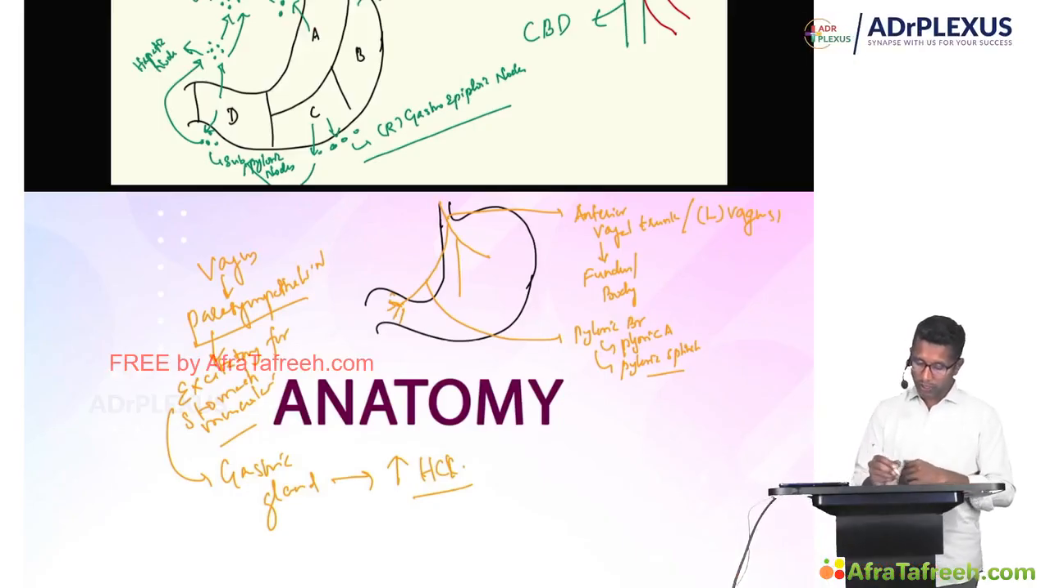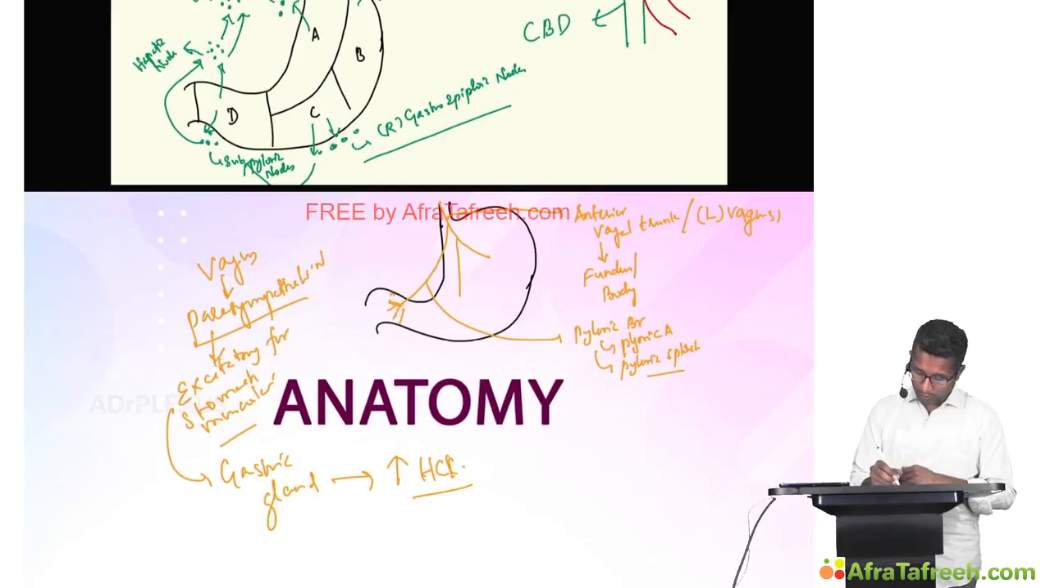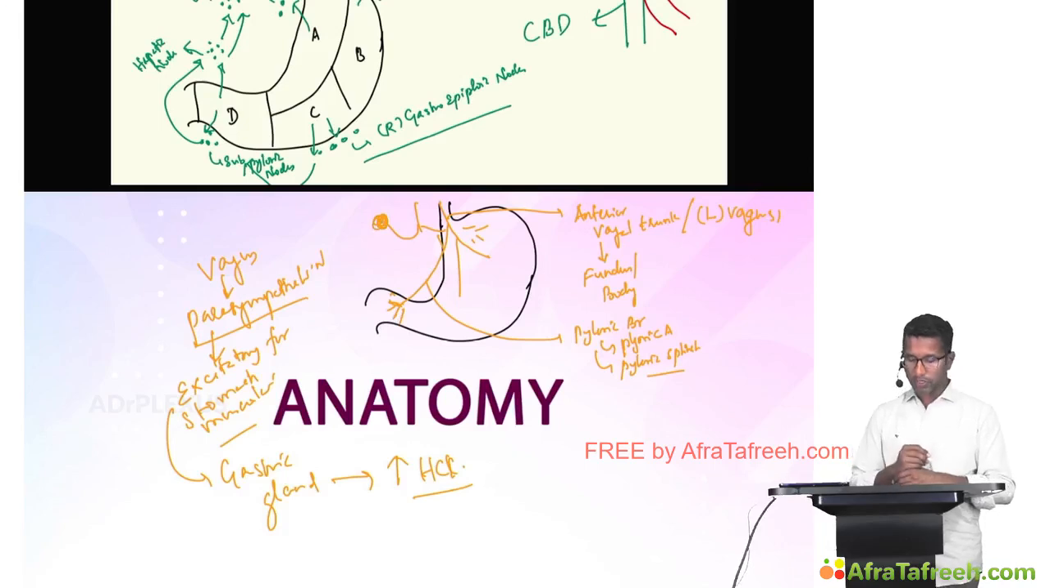Now coming to the posterior vagal trunk, just behind the stomach you get a trunk called the posterior vagal trunk, which gives branches to the posterior surface of the stomach, and it gives a main branch to the celiac plexus. So what is this plexus?